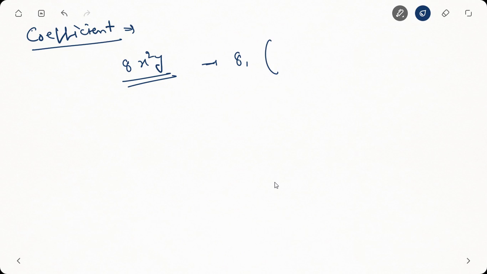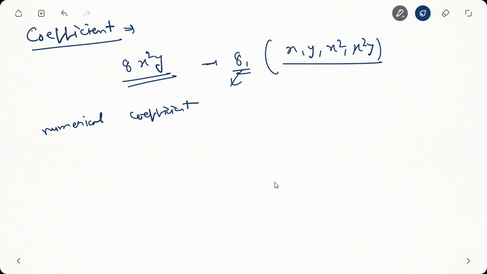Now we'll talk about the coefficient. So what is a coefficient? Any one of the factors of a term is called the coefficient of the product of all the remaining factors. In a term, the numerical factor attached to the variable is called the numerical coefficient of the term. Let's take an example. Suppose 8x square y. We have just talked about the factors, right? The numerical factor is 8 and the literal factors are x, y, x square, xy, and x square y. These are all the literal factors. This is your constant factor, right? So the constant factor is known as the numerical coefficient. So the numerical coefficient would be 8, right?